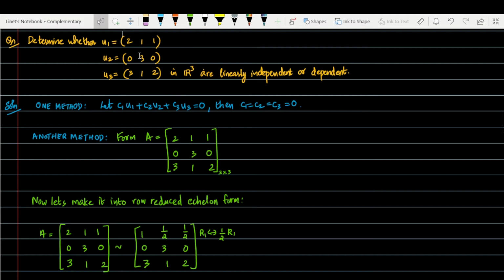So one method we know to check the linear independence of vectors is to assume that c1 u1 plus c2 u2 plus c3 u3 is equal to 0, and then prove that c1, c2, c3 are all zeros. That is one method. We are going to see another method of how to check whether these vectors are linearly independent or not. You form a matrix out of these vectors, making u1, u2, u3 the rows of that matrix. Okay, that is a 3 by 3 matrix.